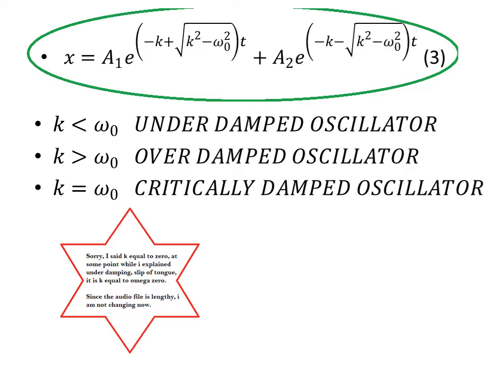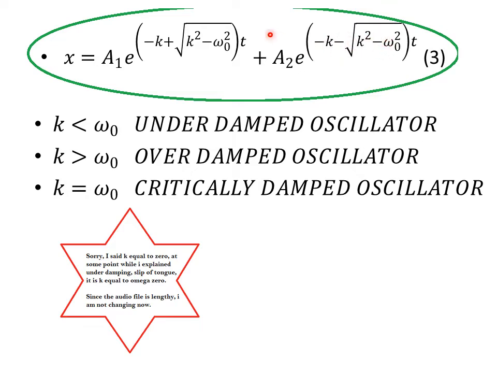And in the case of overdamping, when k is more than omega 0, the square root is positive. So here also this is positive, this is positive. When you look at this equation again, what we have is a1 e raised to minus k plus a positive quantity into t, plus a2 e raised to minus k minus a positive quantity into t. Because of the presence of this minus k, we have negative k plus a positive quantity, which is the square root of k square minus omega 0 square. Since k is more than omega 0, we also have negative k minus a positive quantity.